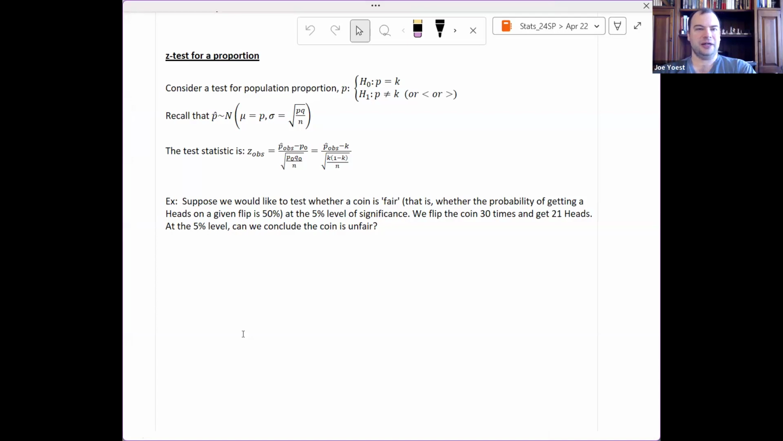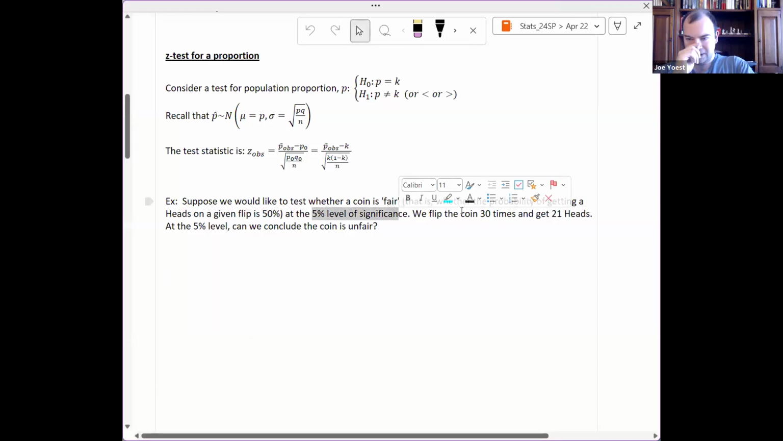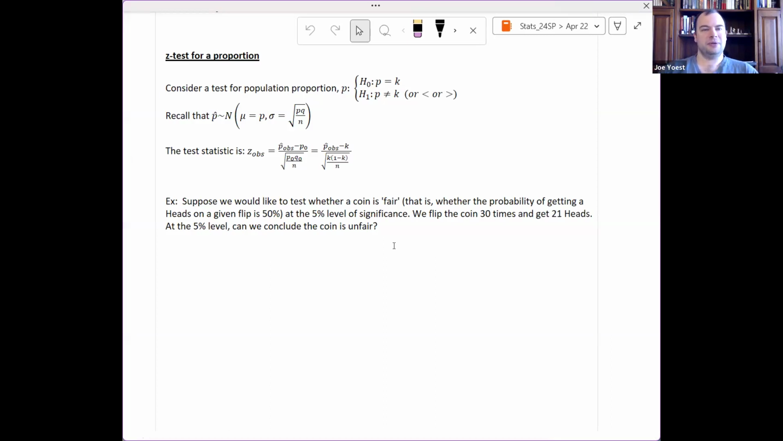Suppose we want to test whether a certain coin is fair, that is, whether the probability of getting heads on a given flip is 50%, and we want to test at the 5% level of significance. So we flip the coin 30 times and we get 21 heads. Again, at first glance, we say, well, if it was fair, in a perfect world, I would have gotten exactly 15 heads. But I know that I can have a fair coin that just by sampling error, I might have happened to get a few extra heads. And that doesn't necessarily mean the coin is unfair. That was just a bit of sampling error.